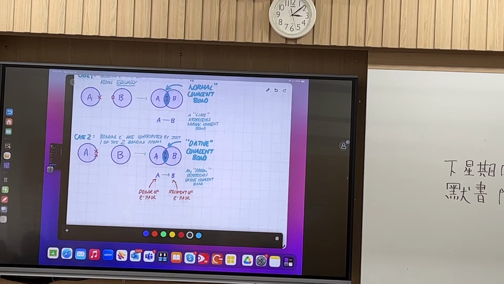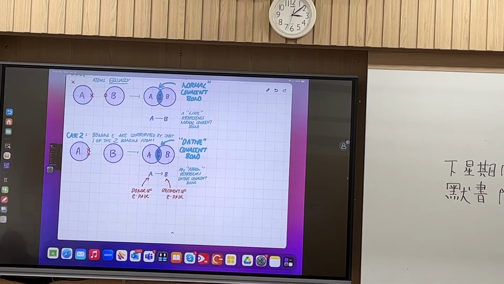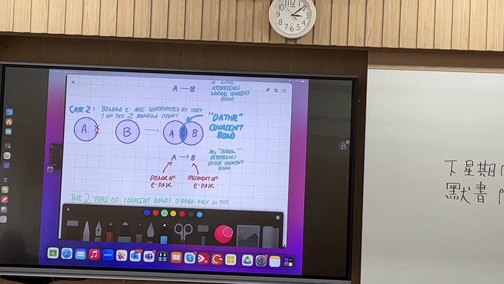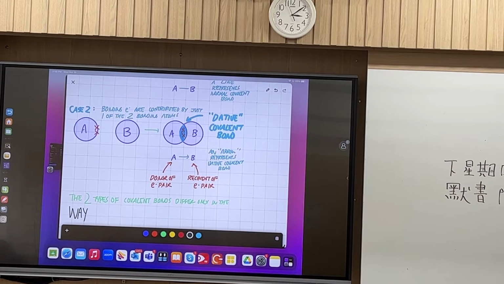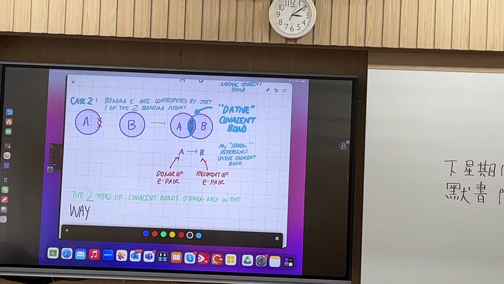So, the two types of bonds. There's an extra note I want to add below, so write this down, please. The two types of covalent bonds differ only in the way they are formed. Once they are formed, though, they should be treated the same as any other bonds. They behave similarly chemically.